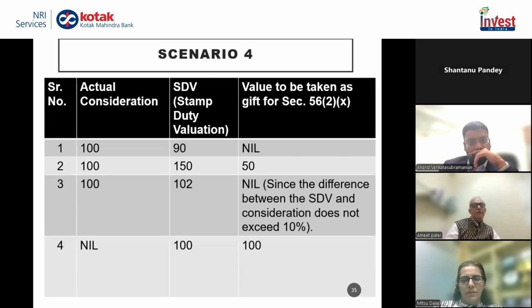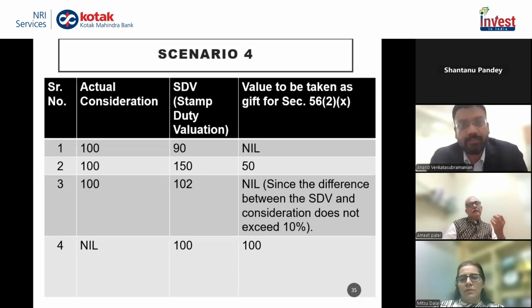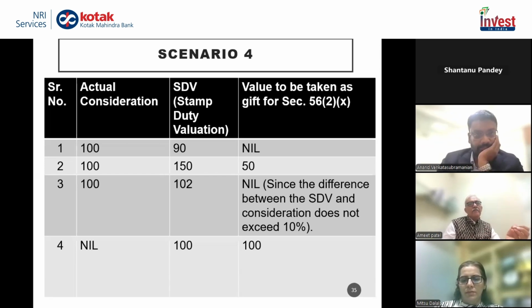Let us take an example. The actual consideration is 100. The stamp duty value of the immovable property is 90. So basically, there is a consideration which is in excess of the stamp duty value. So there is no gift that the person has received. But if the stamp duty value was 150, so if somebody has got a gift but paid 100 rupees to the donor, but the stamp duty value is 150, then 150 minus 100 is 50. So 50 rupees would be the gift in the hands of the recipient.